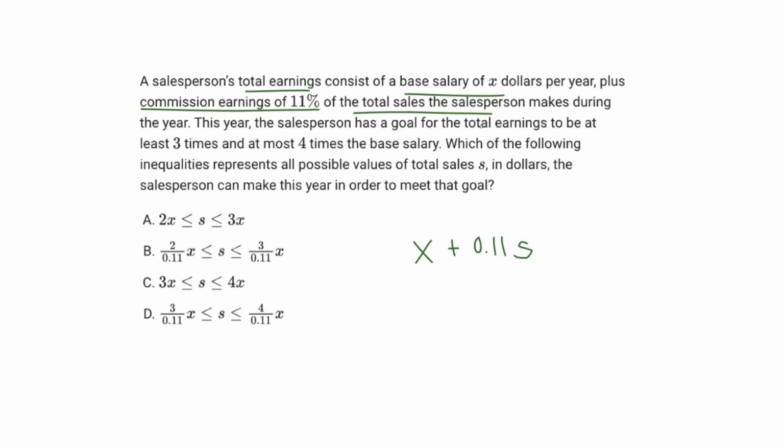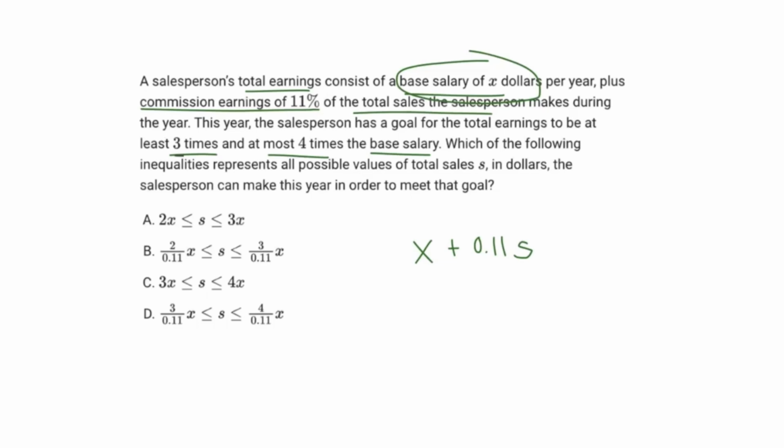Okay. So it says this year the salesperson has a goal for the total earnings. So this value right here, the total earnings, to be at least 3 times and at most 4 times the base salary. The base salary, remember, is the value X. Which of the following inequalities represents all possible values of total sales S in dollars the salesperson can make this year in order to meet that goal? So we just have to write our inequality out. So I'm actually just going to erase this and write our inequality.